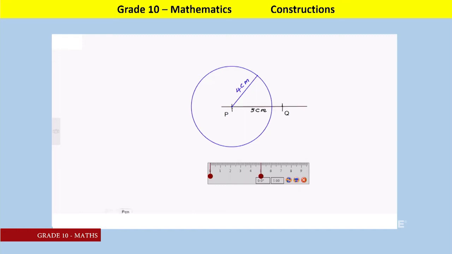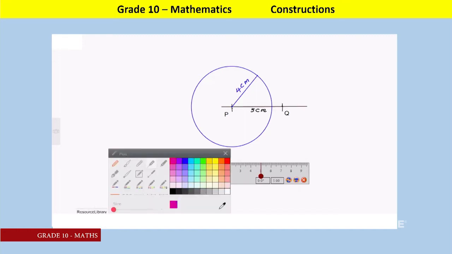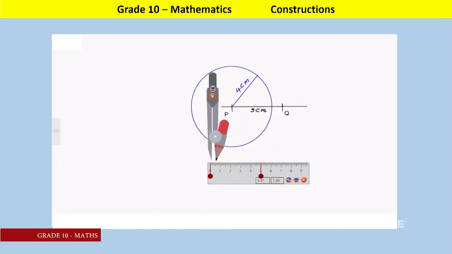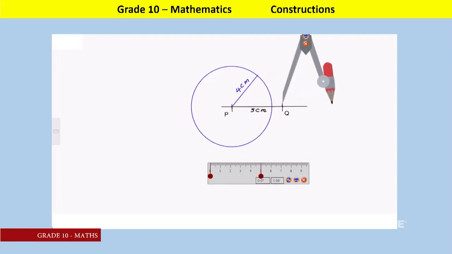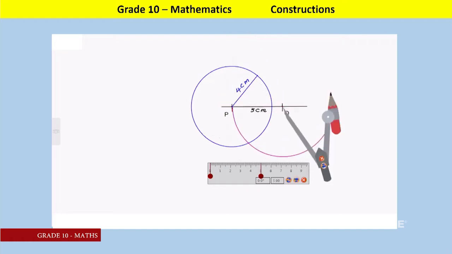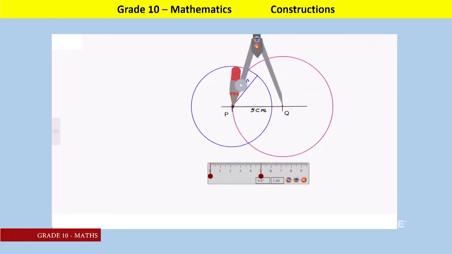Right. Next we want another locus 5 centimeters away from Q. Let's measure 5 centimeters and take the radius as 5 centimeters. That is the locus 5 centimeters away from Q. Keep the steel point on Q. Construct a circle. Let's mark that radius as 5 centimeters.